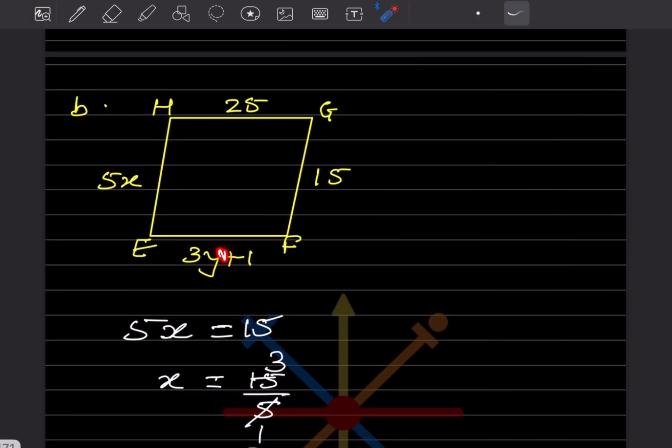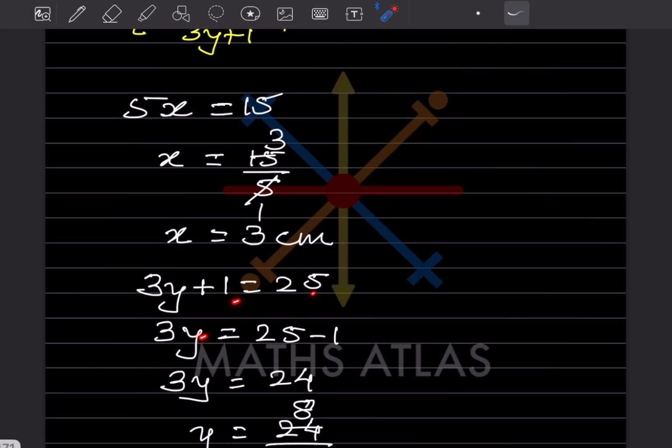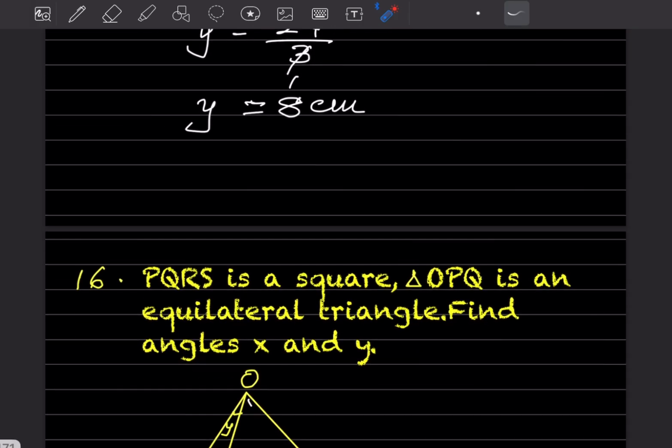So now we'll see about this side and this side. So this is equal to this one. So 3y plus 1 is 25. So 3y is 25 minus 1. So this is 24. So 3y is 24. So y is going to be 24 by 3, which is going to be 8. So y is 8 centimeter.